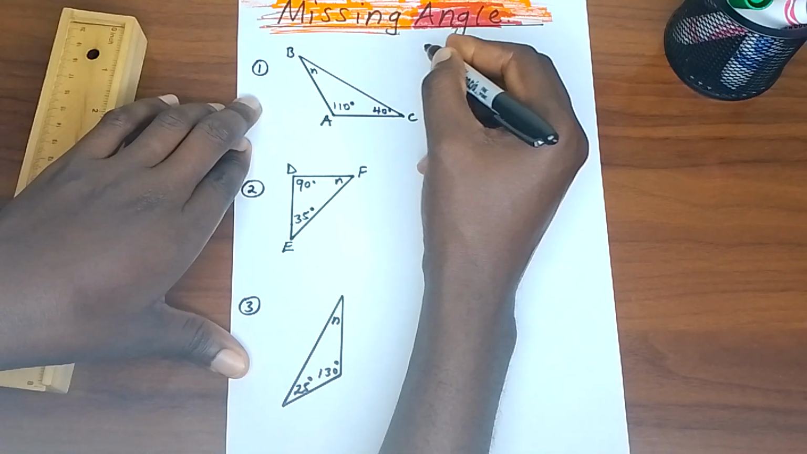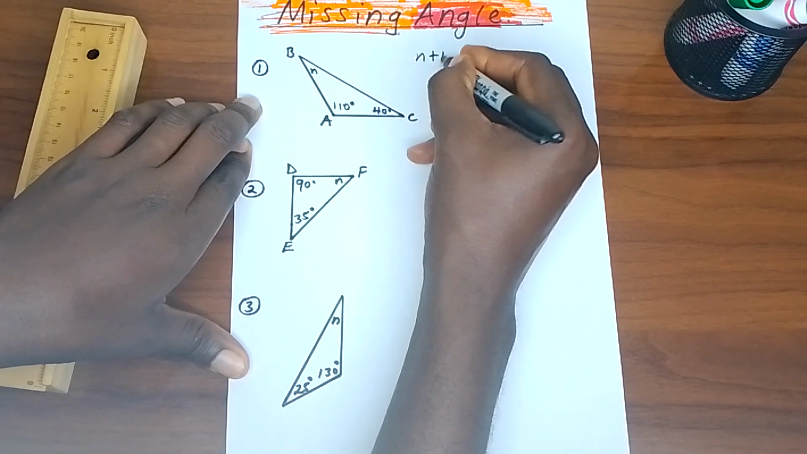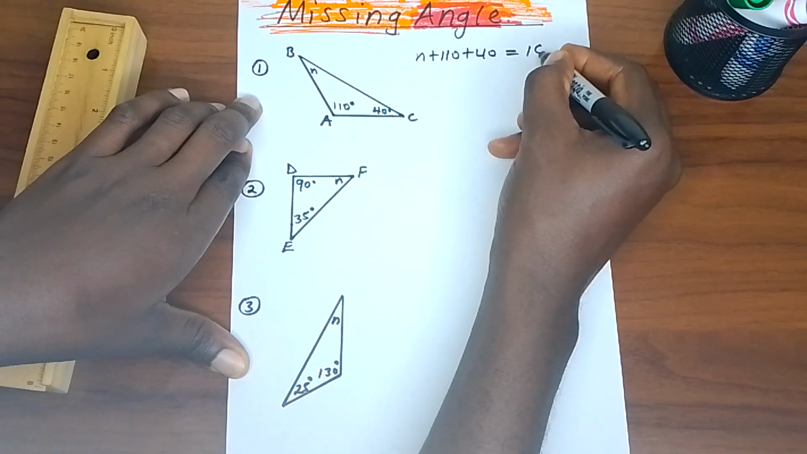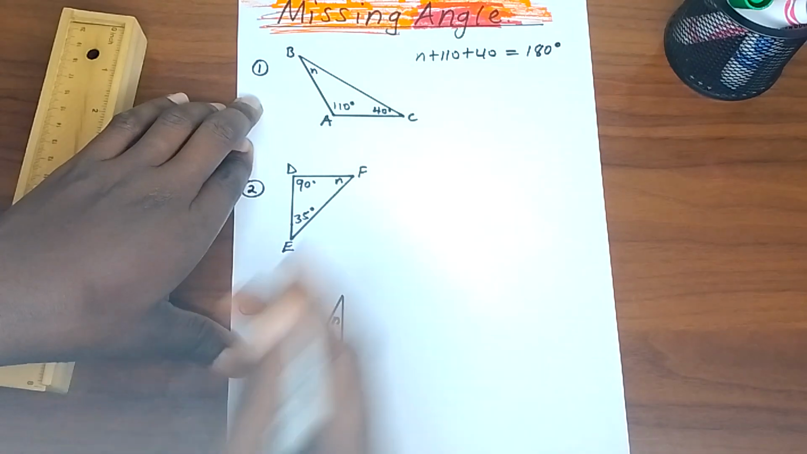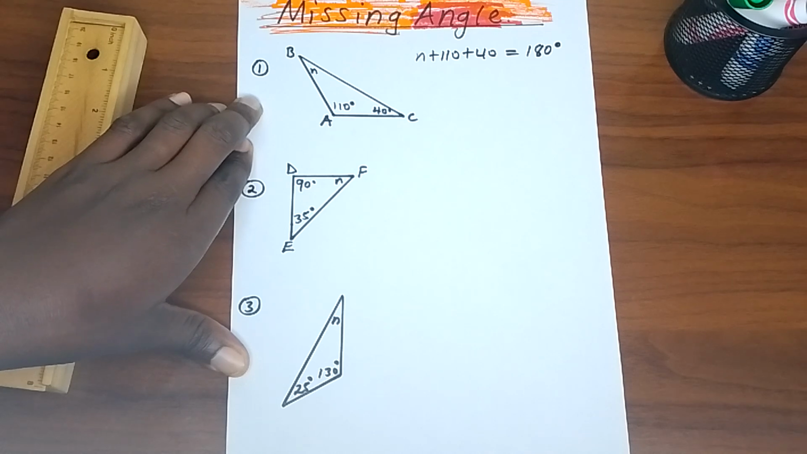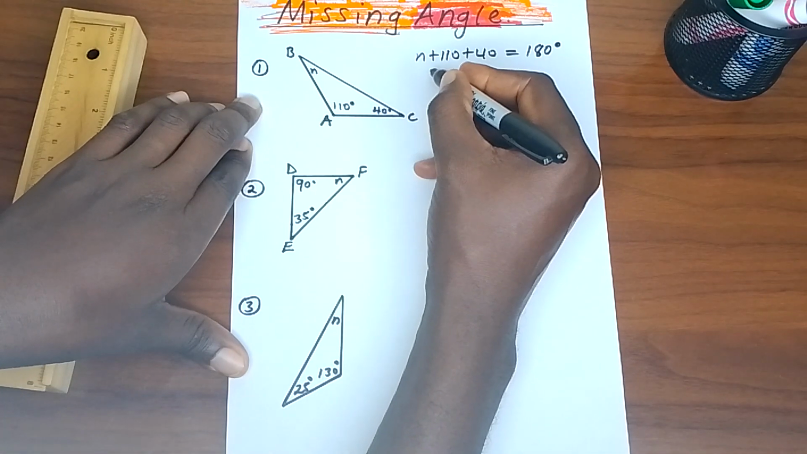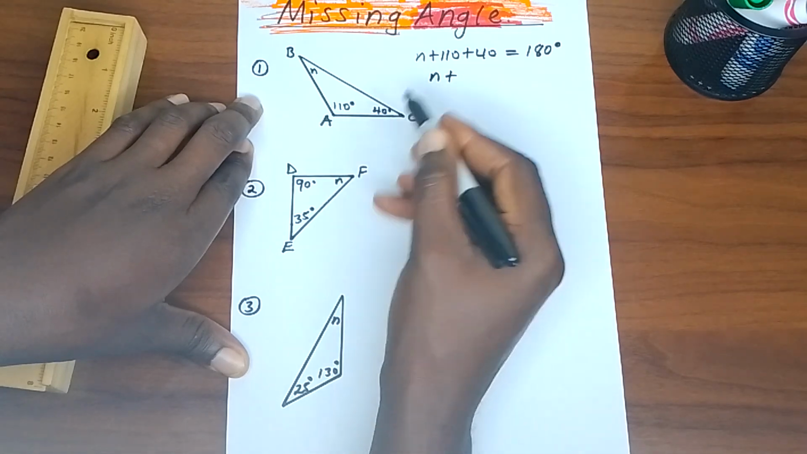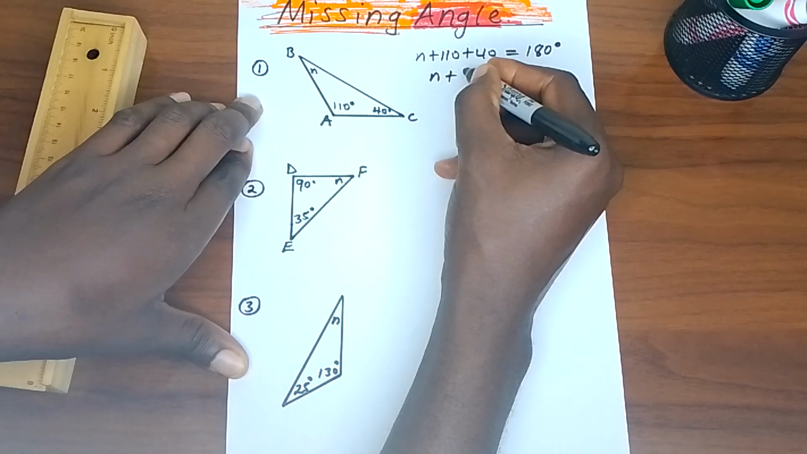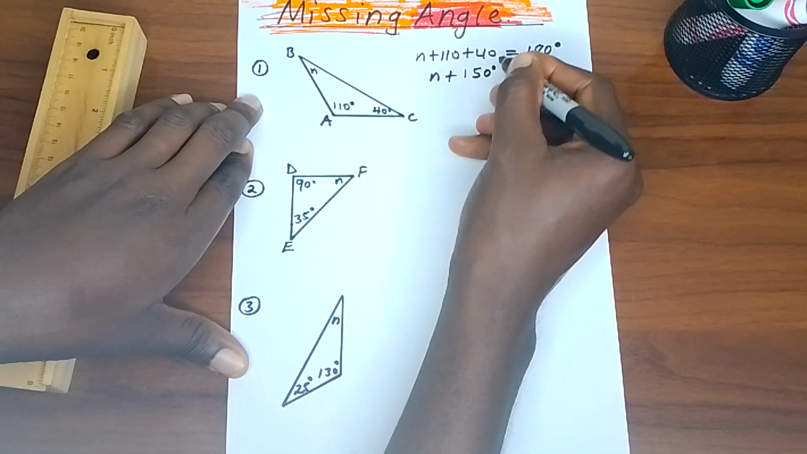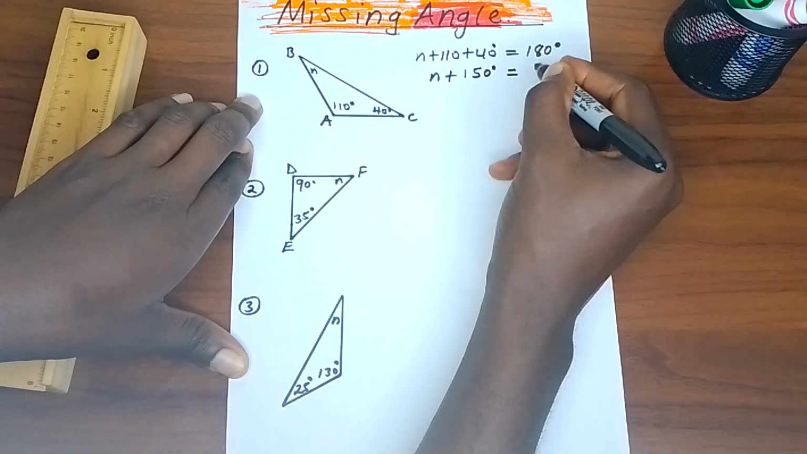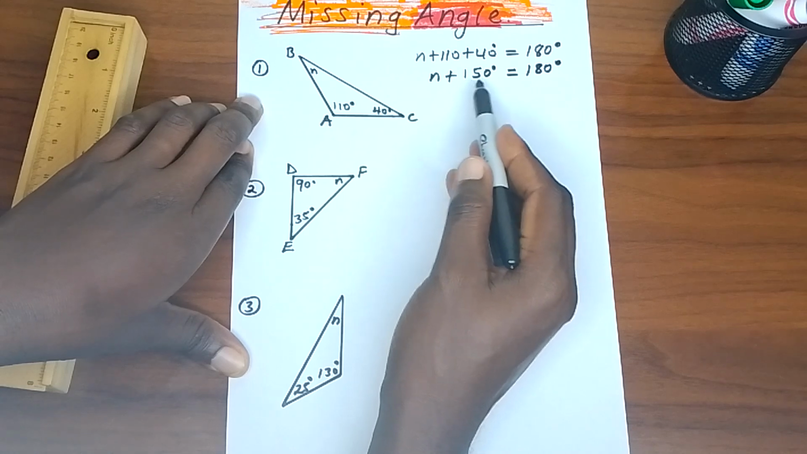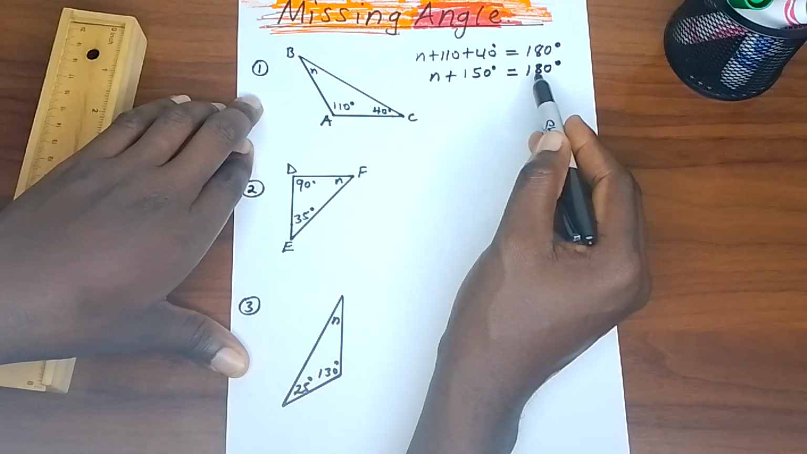So in this case, we'll write n plus 110 plus 40 is equal to 180 degrees. So all these angles must give us 180 degrees. Now we add 110, which is given here, plus 40. That is going to be 150 degrees. So n plus this angle, you must get 180 degrees.